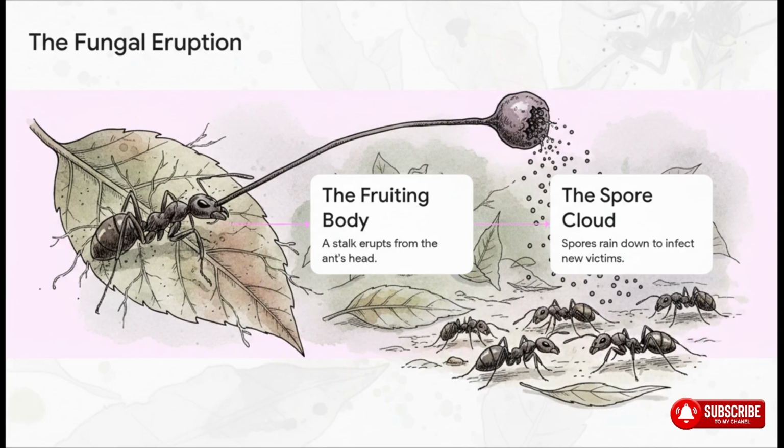A long stalk, called a fruiting body, literally grows right out of the back of the ant's head. And at the top of that stalk, it develops a little pod packed with new spores. It then bursts, raining those spores down onto the forest floor below, ready to infect a whole new generation of unsuspecting ants and start the terrifying cycle all over again.